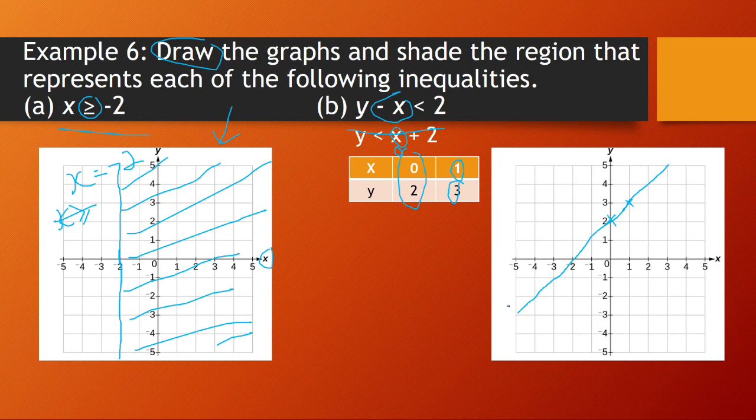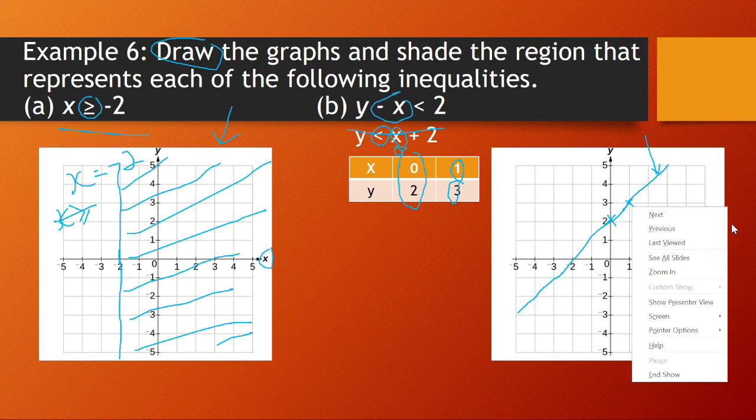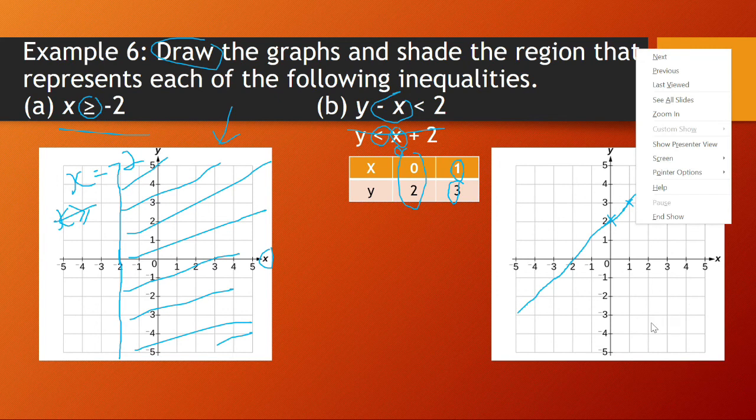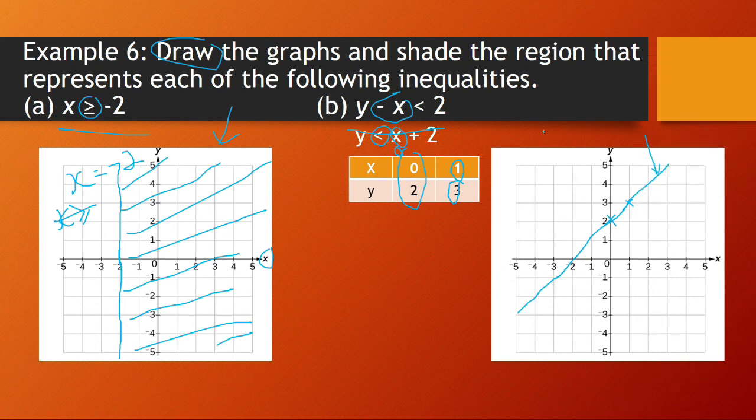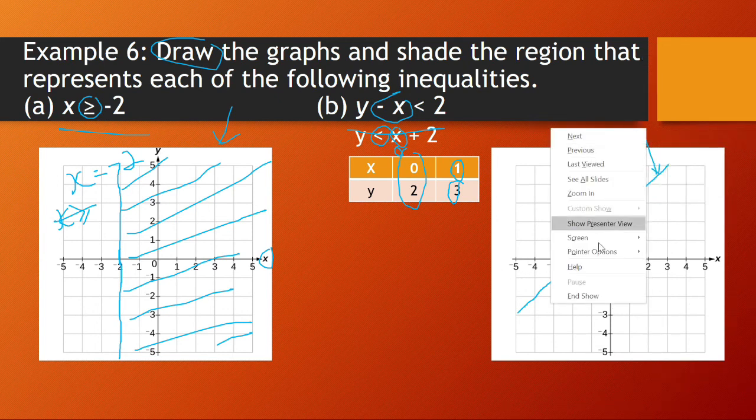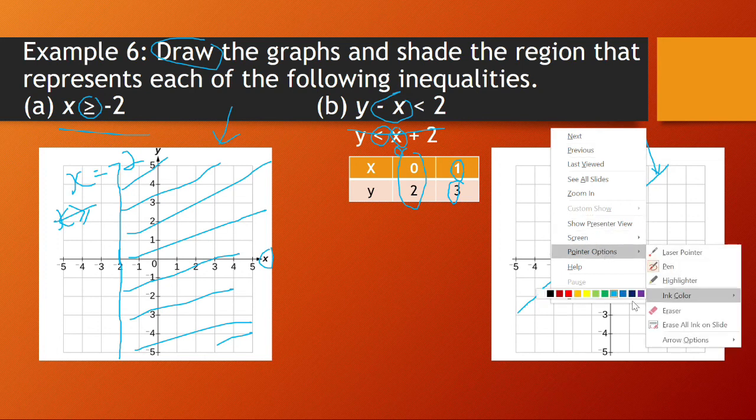Okay, make sure you use a ruler. So this is less than. Can I do a solid line like this? Cannot, right? So I'm going to reverse it. Sorry, I cannot undo what I've done. So I'm going to change the color of my pointer.